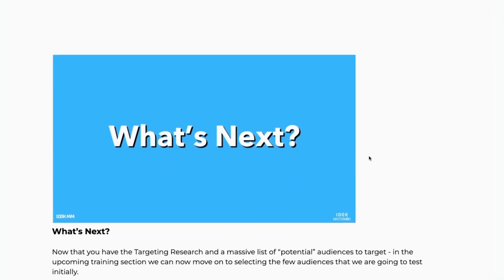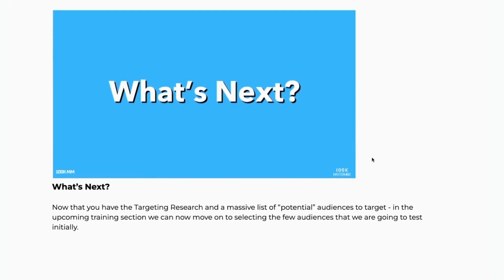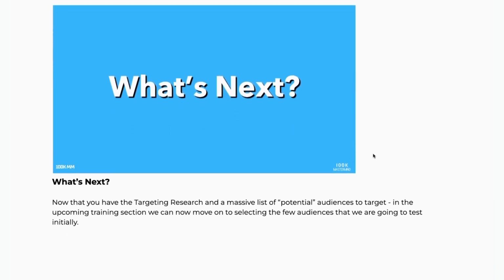So having said that, what's next? Now that we've gone ahead and gotten our target research and we have that massive list of potential audiences to target, in the upcoming training section, we can now move on to selecting out of that potential list the top 5 that we're actually going to test on our first launch. That's exactly what we're going to get into in the next training section.